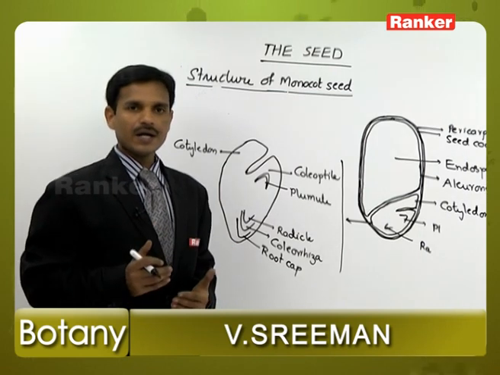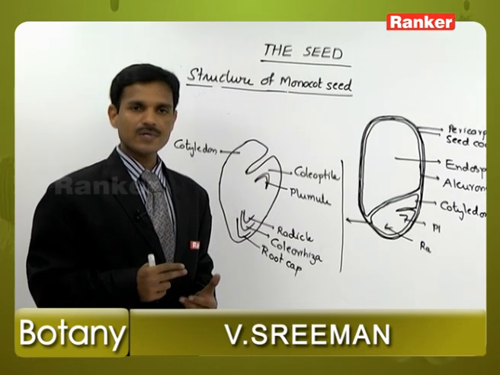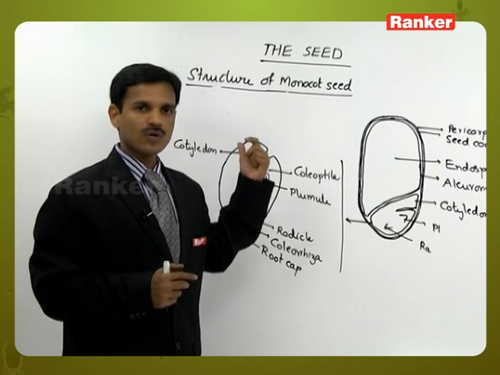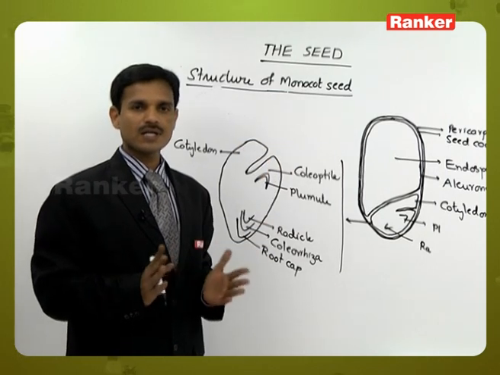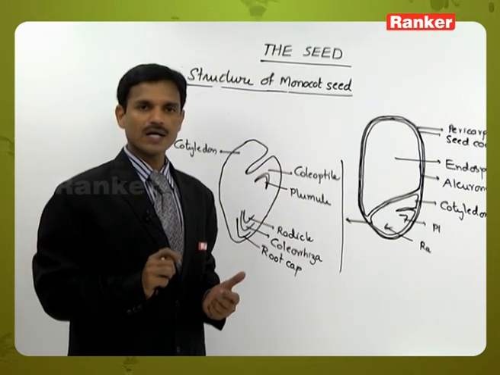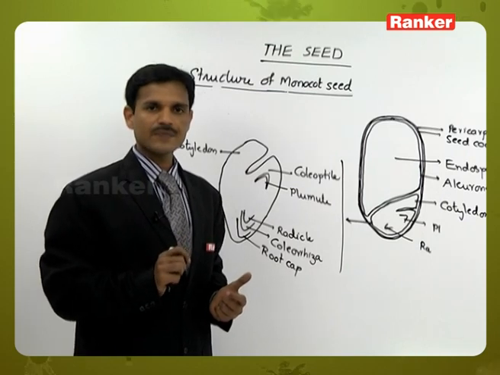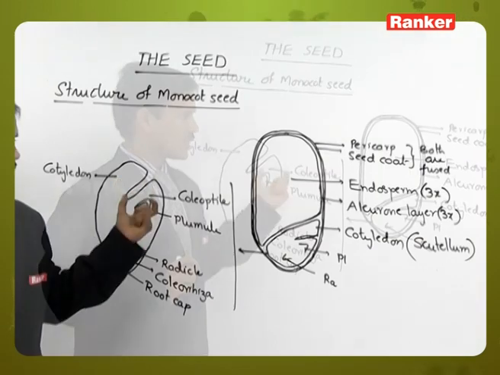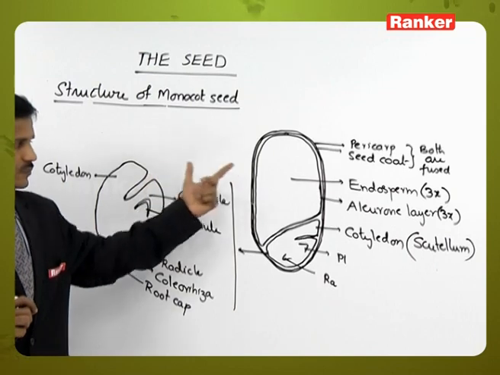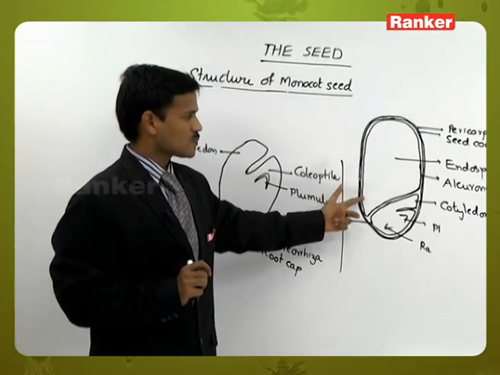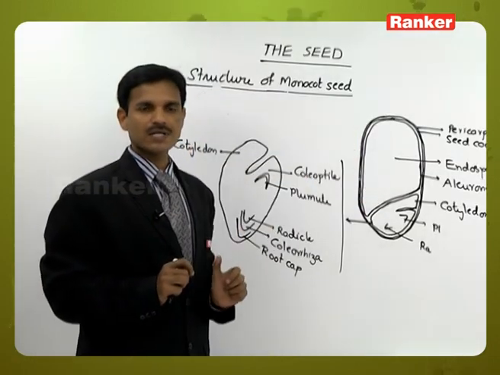In dicot seeds, two cotyledons are present. In monocot seeds, only one cotyledon is present. These are some differences between the dicot seed and monocot seed. Mainly monocot seeds have endosperm. The endosperm is present, so these are endospermic seeds.